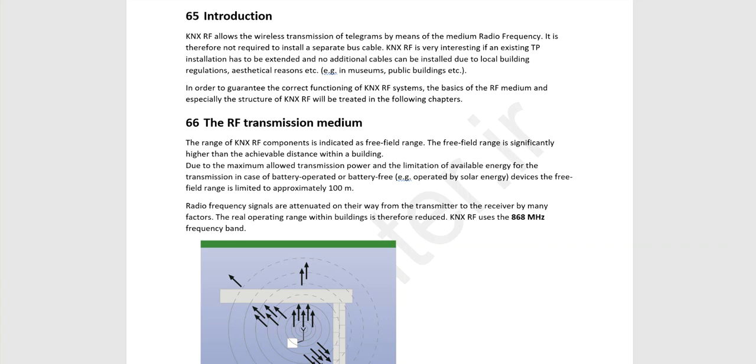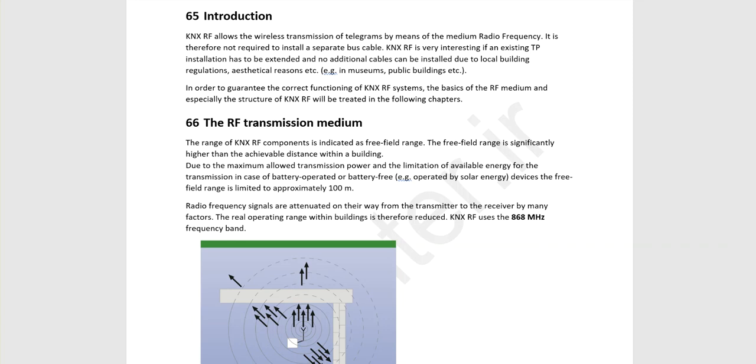Okay, first of all we talk about the RF transmission medium. The range of the KNX RF components is indicated as a free field range. The free field range is significantly higher than the achievable distance within a building. Due to the maximum allowed transmission power and the limitation of available energy for the transmission in case of battery operated or battery free devices, the free field range is limited to approximately 100 meters. So the free field range for KNX RF is 100 meters.